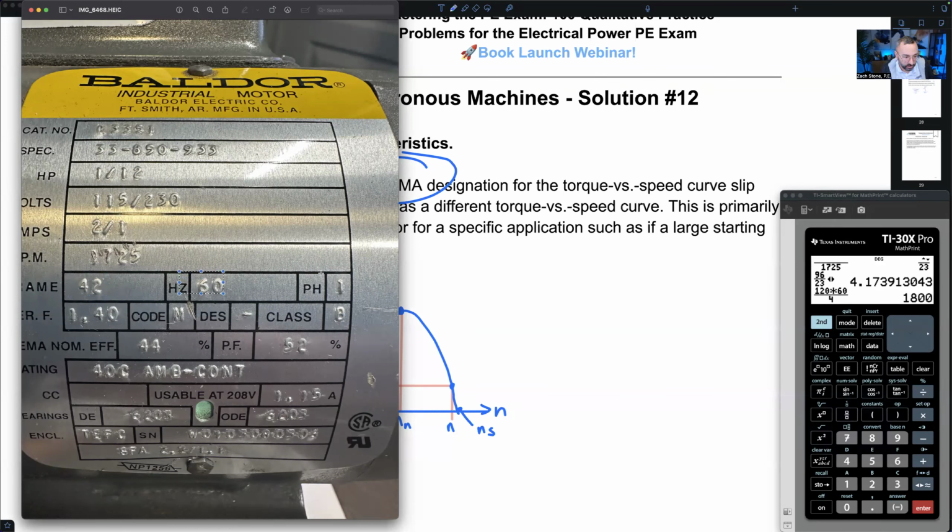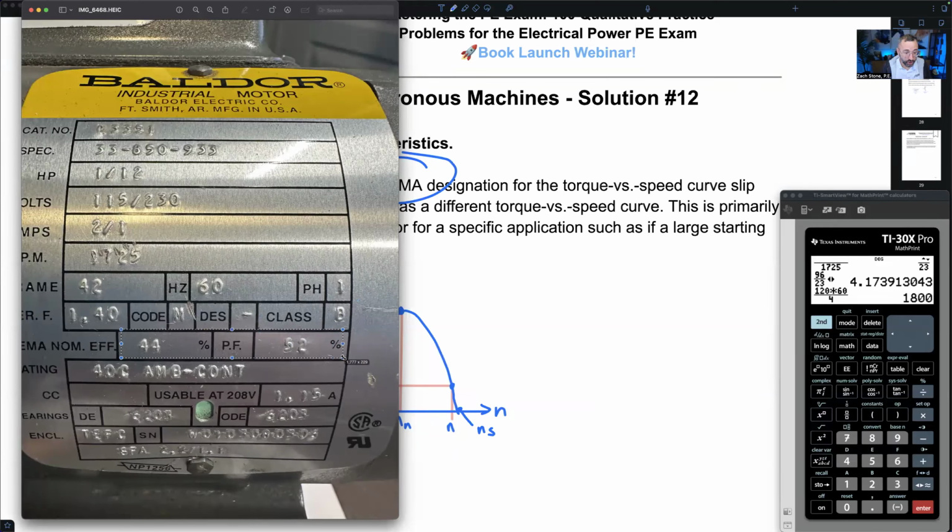Look, 60 hertz, one phase. Here's our service factor, so it can operate 40% above rated conditions. Code M, we could look up the kVA per horsepower in the National Electrical Code for a Code M motor of the locked rotor. Designation dash, I'm not too sure about that. Class B, here's our NEMA. This is a NEMA B motor, the most common type of motor for general purpose.